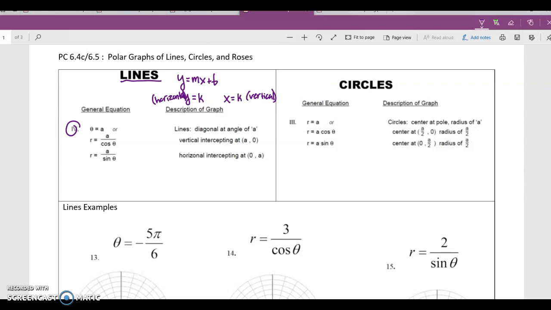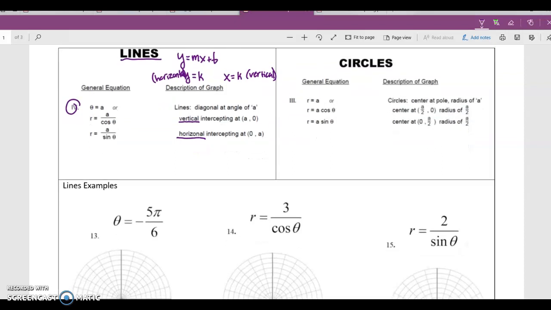So we could either have theta equal to a number a, any number, and that's going to be a diagonal line. We could have r equaling a divided by cosine of theta. This is going to be a vertical line. Or we could have r equals a divided by sine of theta. So this is going to be a horizontal line. So let's go through a couple examples of lines.